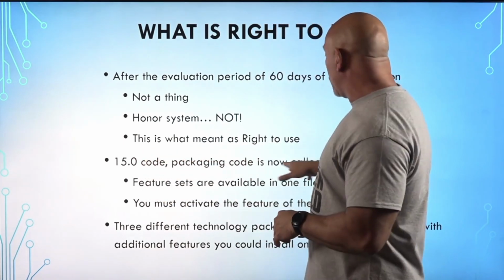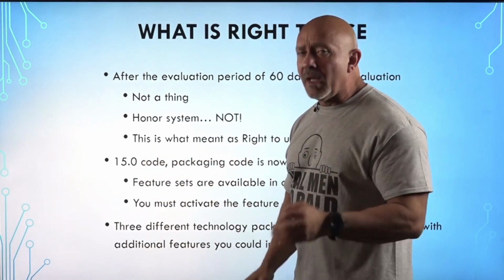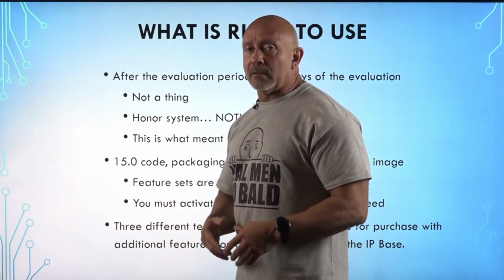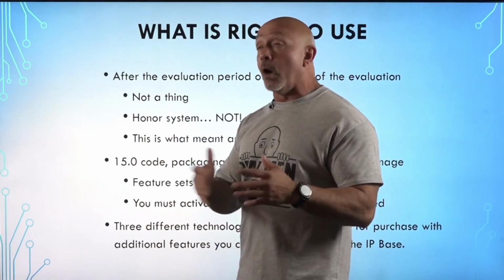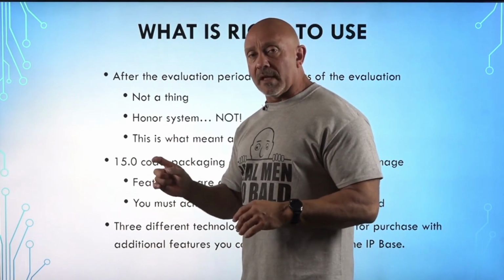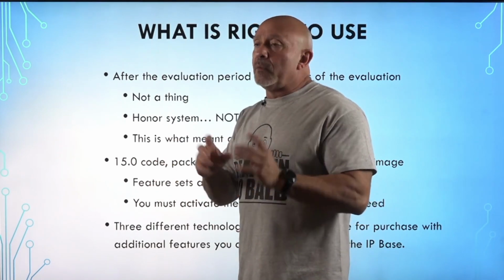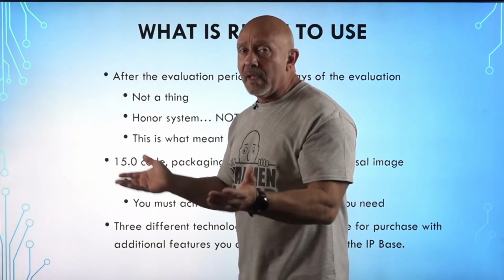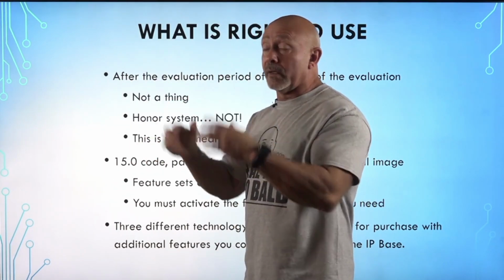But no, 15.0 code, the packaging code, is now called universal image, and you can look at that when you do a show version. Just an easy command, or you can do show license, all or detail or whatever. You can see it already there. What is it that you have? If you want to be more specific, show license summary, it'll show you. But the show version will show you what you're using. As you boot up, it'll show you the IOS that you have.